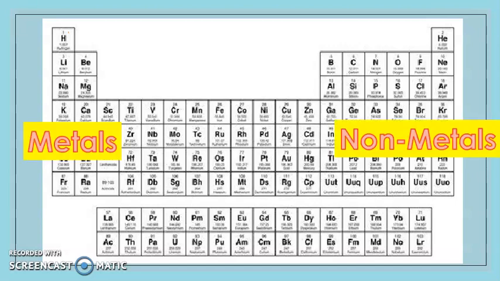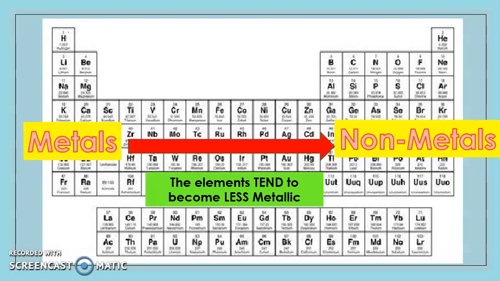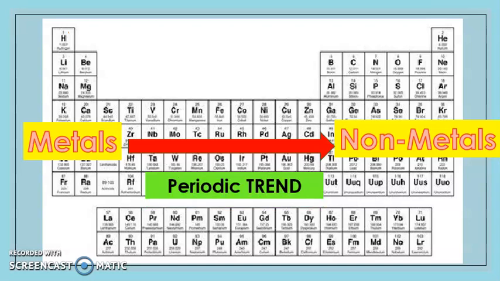For example, you can see that on the left-hand side of the periodic table, our elements tend to be metals. On the right-hand side, our elements tend to be nonmetals. And as you move from left to right, the elements tend to become less metallic. That's a pattern that exists on the periodic table, and because it's a pattern, we call that a periodic trend, something that can be repeated in that pattern. It's a tendency of the property to change in this general direction.